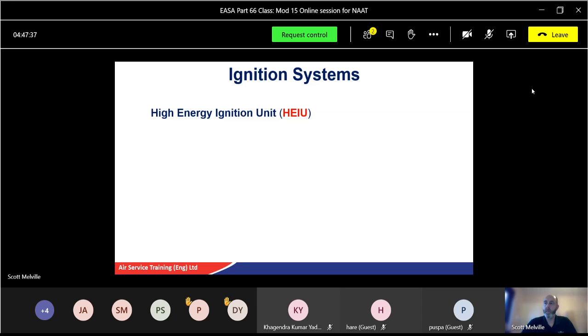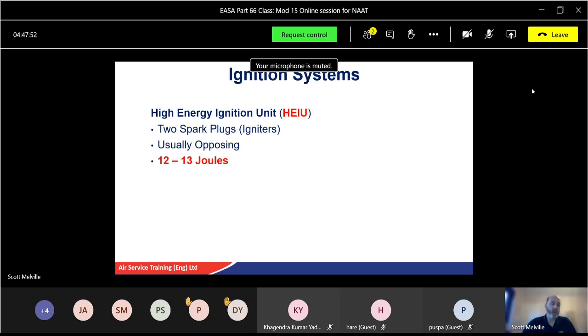So we're going to look at the module called the high energy ignition unit, or commonly known as an HEIU. Two spark plugs are called igniters, usually opposing, and will provide about 12 to 13 joules of energy for a high energy ignition unit. You get roughly 1 spark a second.